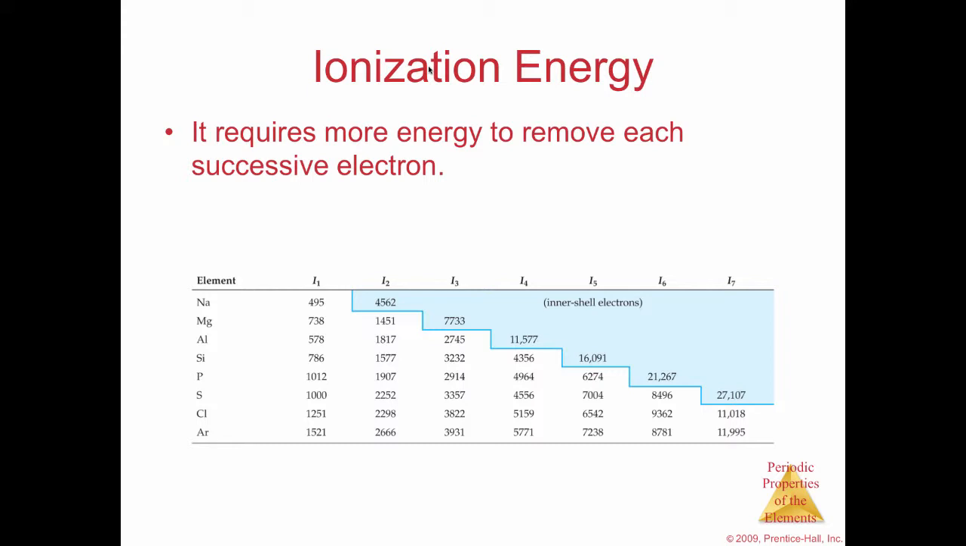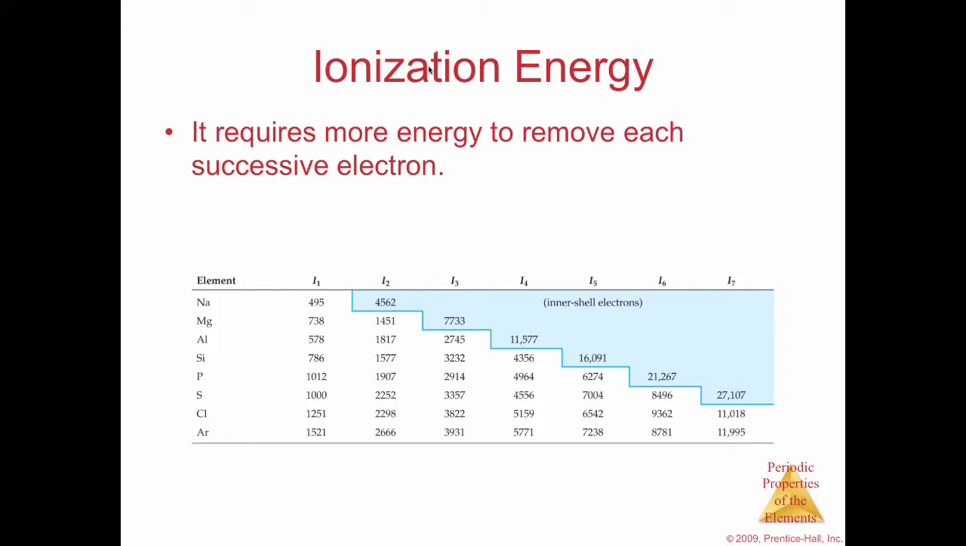This chart shows us across the top the first, second, third, fourth, fifth, sixth, and seventh ionization energies and the elements that correspond to those energies. You'll notice that after the valence electrons are removed, there is a very large jump in the ionization energy.